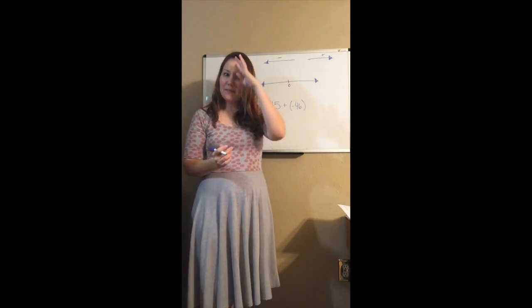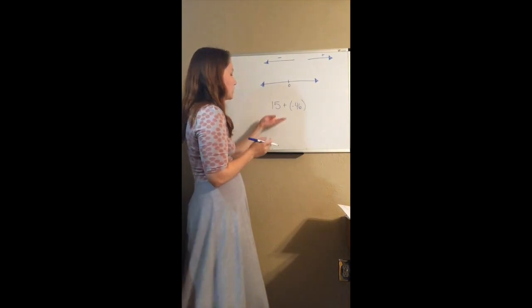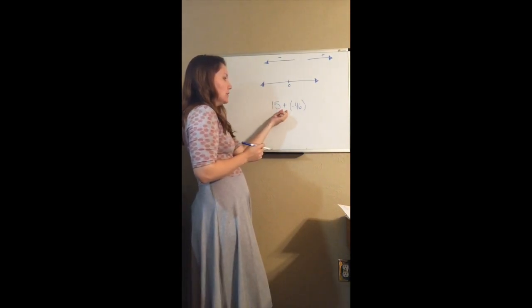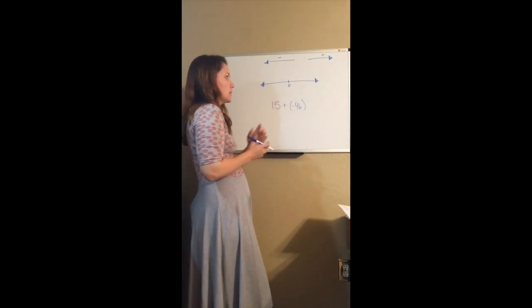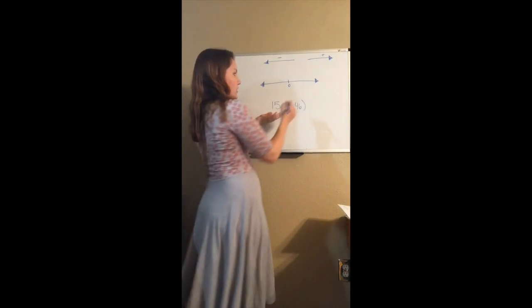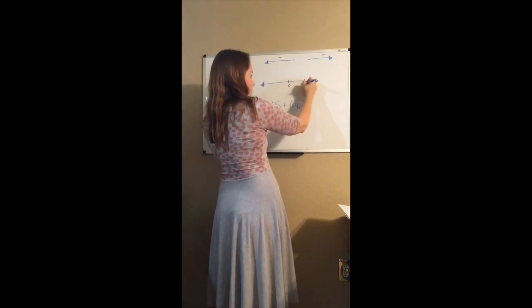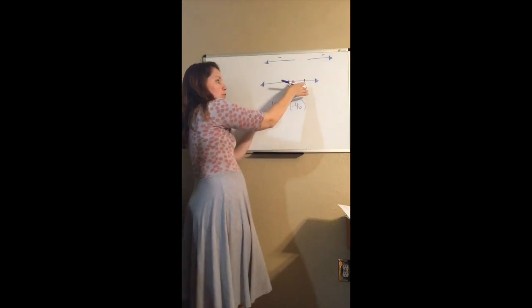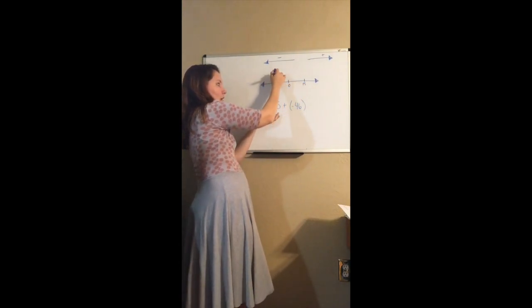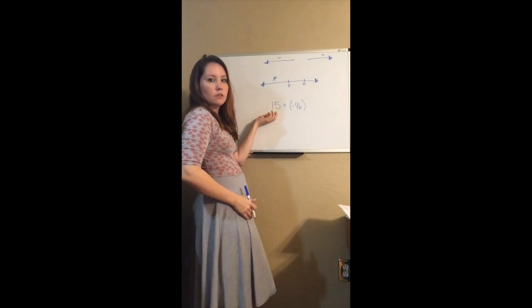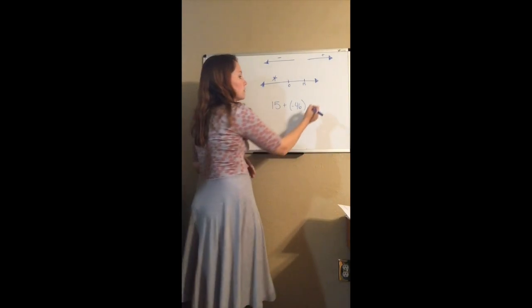All right, this next one might have been a little tougher. So we're looking at 15 plus -46. Well, we know 15 is somewhere over here, right? 46, if we were to move 46 spots, we're now in negative territory. So our answer has to be negative.